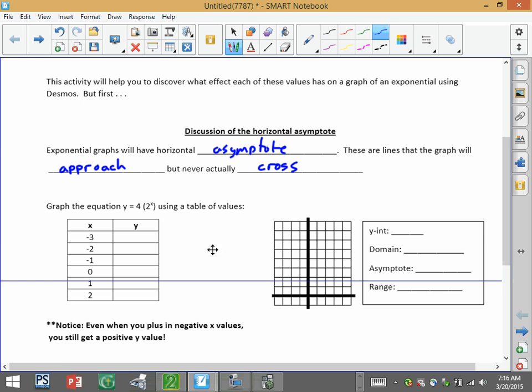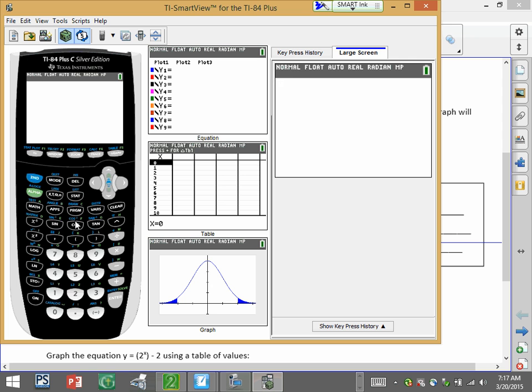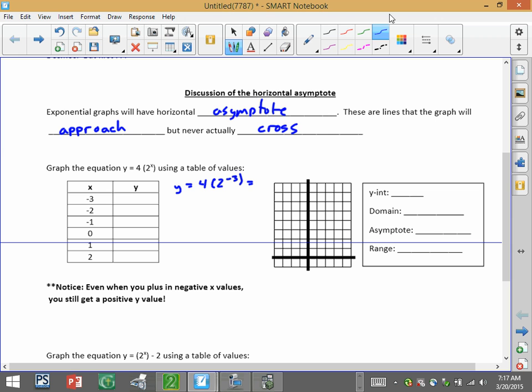Let's say we wanted to graph the equation 4 times 2 to the x. Let's just use a table of values. So in other words, let's plug in x equals negative 3. Let's do y equals 4 times 2 to the negative third power. Let's see what that equals. I would just go to a calculator, and we'll have 4 times 2 to the negative third power. And when I put that in, that's 0.5. So let's plot the point negative 3, 0.5.